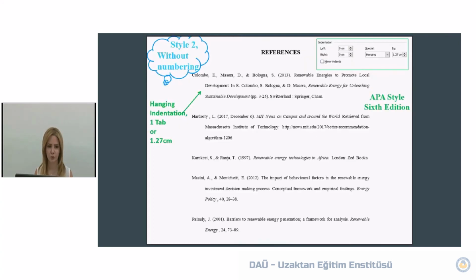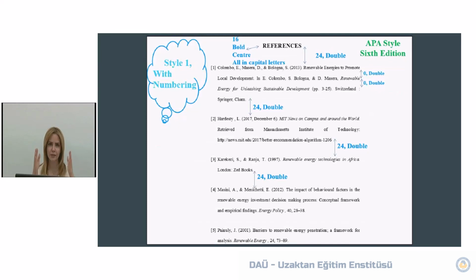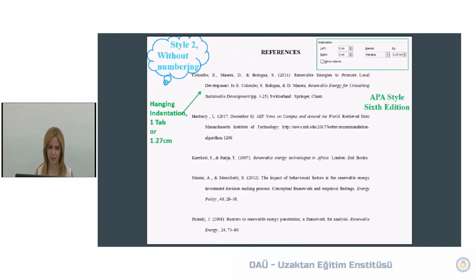Let's focus on style number 2. As you see that in style number 2, there is no numbering, so we are going to sort them based on the alphabetic order, so from A to Z. But the thing is, the first line is without indentation, but the second line and third line, not the first line, we are going to indent by 1 tab, or let's say 1.27 centimeters. Again, line spacing throughout one reference is 0 and double, but between two references is 24 and double. In both cases, references are justified from right-hand side and left-hand side.